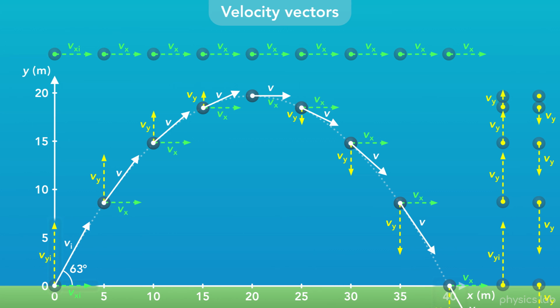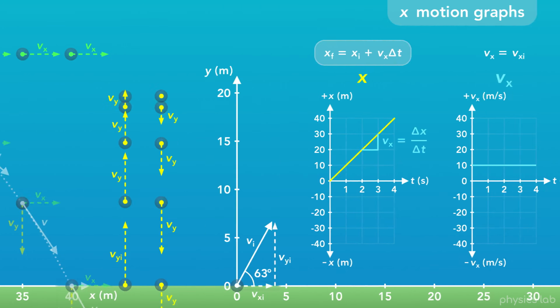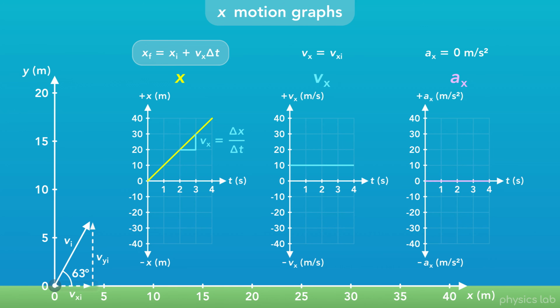The actual velocity vector of the object at any time is the sum of the x and y velocity components at that time. At the maximum height, the y velocity is 0, so the velocity vector is just the x velocity. The motion graphs for the x direction are always the same. The x acceleration is 0, the x velocity is constant, and the x position increases linearly. And we can use this equation to find the x position at any time.